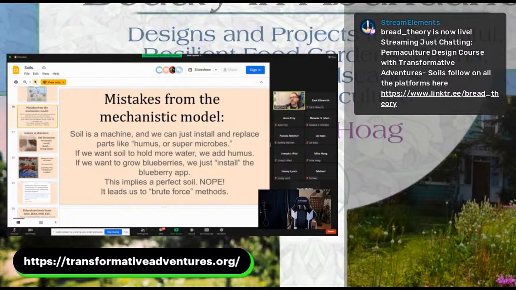Another example is, if we want soil to hold more water, we just buy some humus. Well, we know now that this actually doesn't work because this part doesn't actually exist in the soil machine. If we want to grow blueberries, for example, then we have to install the blueberry app on the farm soil. Well, what's the blueberry app?